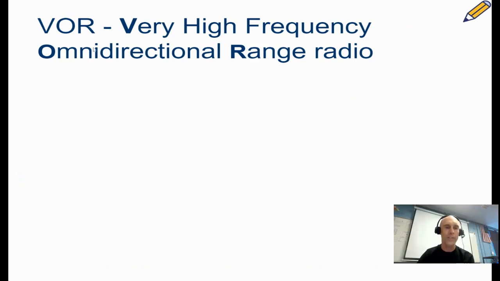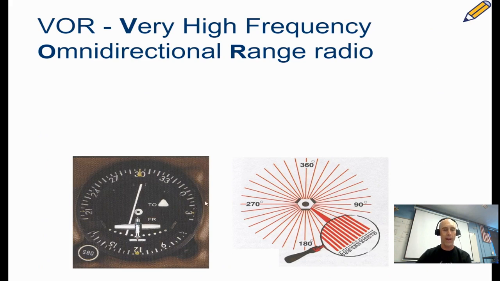Then we go to VOR, which stands for Very High Frequency Omnidirectional Range Radio. It just rolls right off the tongue. This is an older type of navigational system. It uses a radio beacon that sends out signals in every direction, and there are VOR lines, these VOR frequencies, at every single degree from 0 to 360 degrees. You can tune your VOR to those particular VOR stations, and it will tell you which degree you are on.